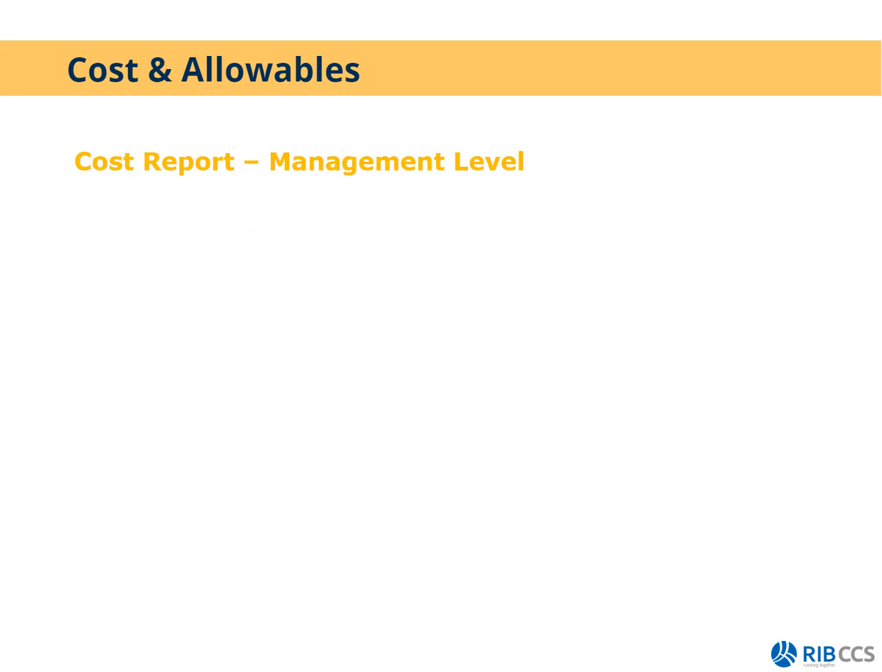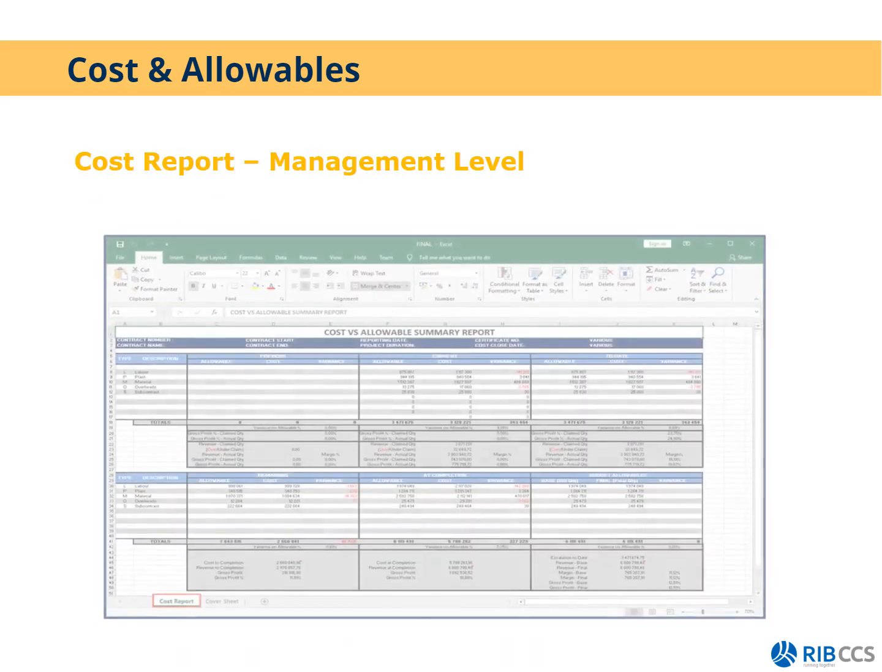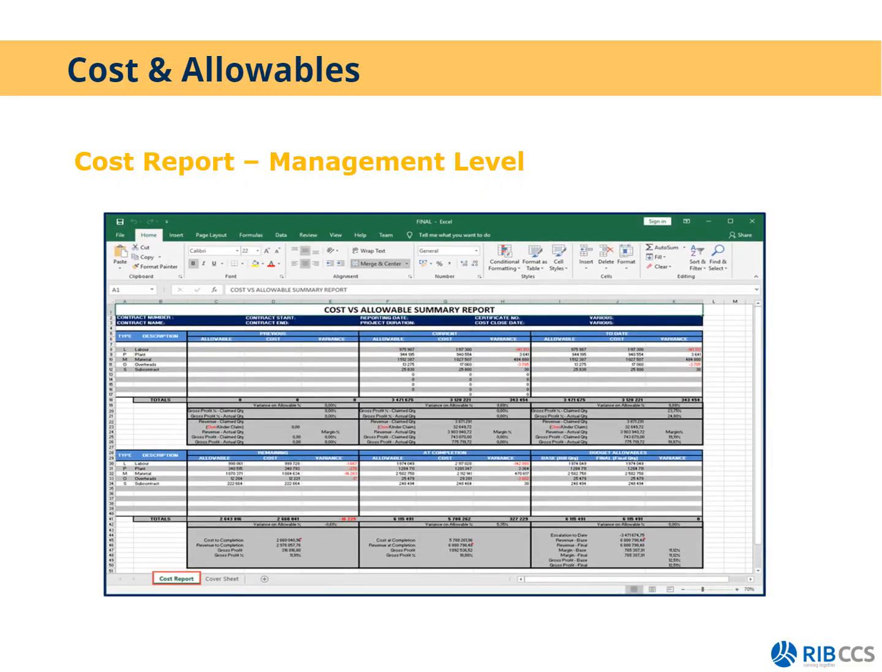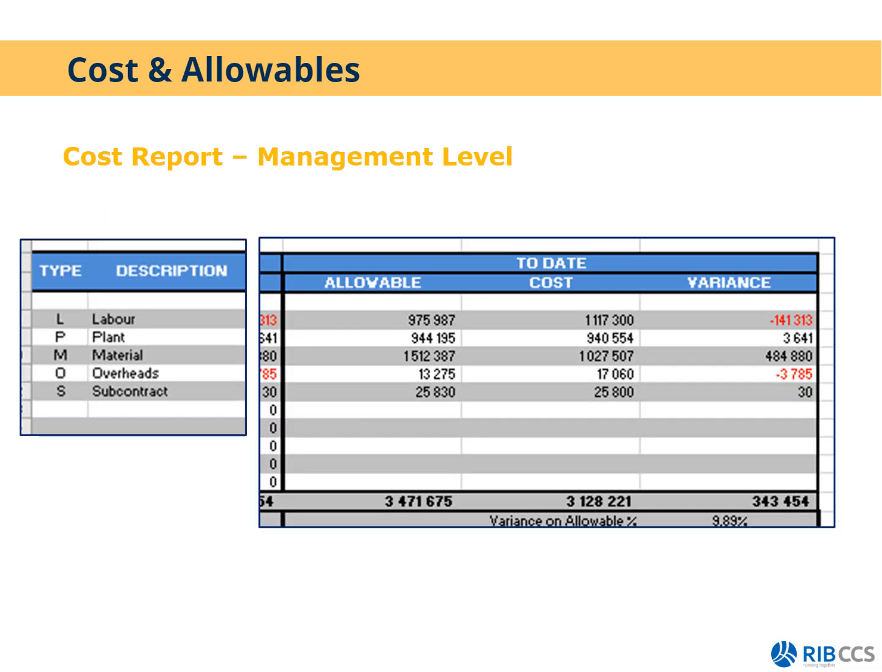In Candy, we will then generate a cost report at management level. This Excel cost report is supplied to our clients for free by RIB-CCS. And this cost report Excel, if we zoom in a little bit, is on management level. After you've done the cost and allowables analysis in Candy, you can export the information, and you can then see on your resource type, labor, plant, material, overheads, and subcontractor, for example, the to-date allowable, the to-date cost, the variance. You can analyze how the project is doing. You'll also see the current value. We're going to look at that in a little bit.